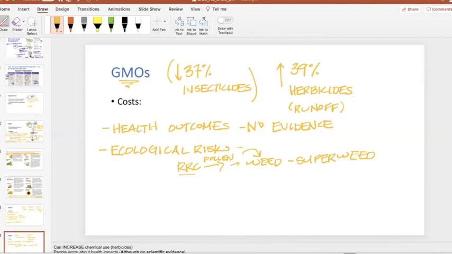Now, while this is theoretically possible, we have never seen evidence of this in the wild. Okay, we have no documentation that this has ever happened with a genetically modified organism.